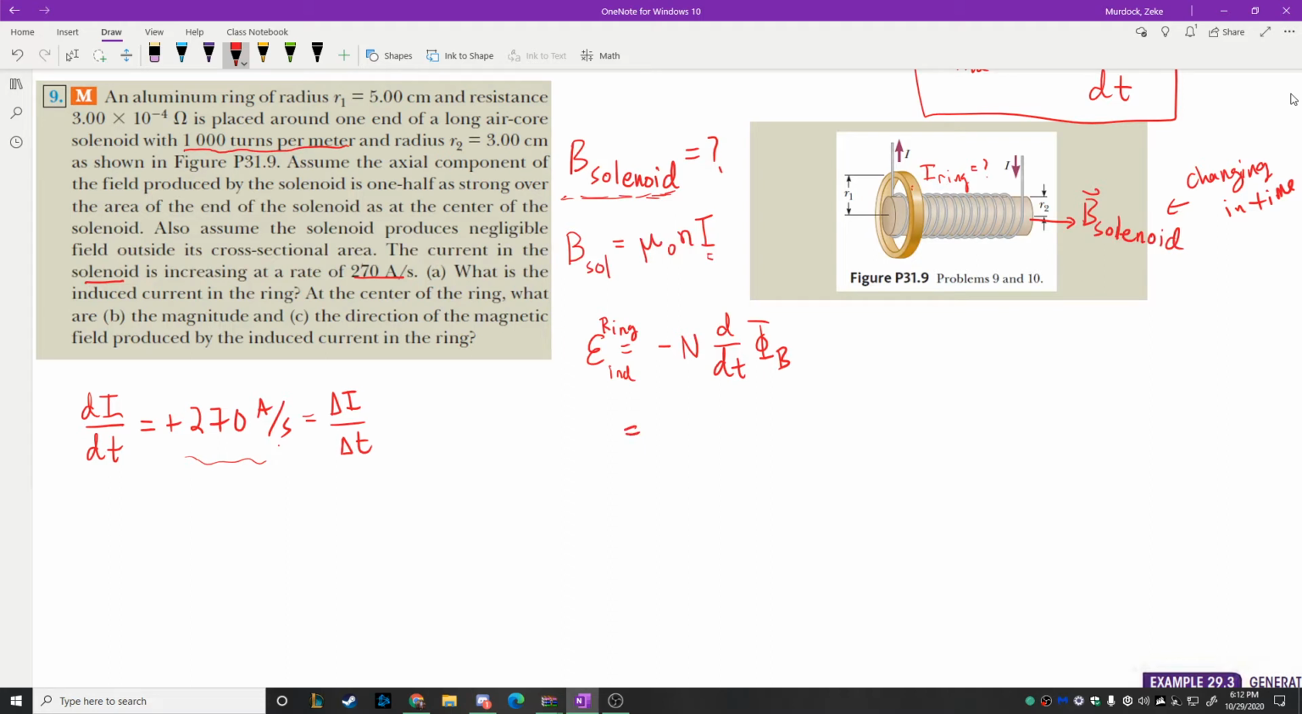So let's expand this out here. We know what the resistance of the coil is, but the number of turns in our ring is just 1. There's only one ring, basically. So we can make that 1. So it'll be negative 1 times the derivative of flux. And flux is B A cosine theta. Now we need to think about what this is.